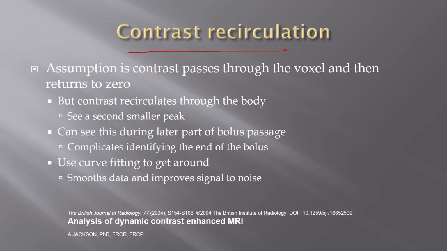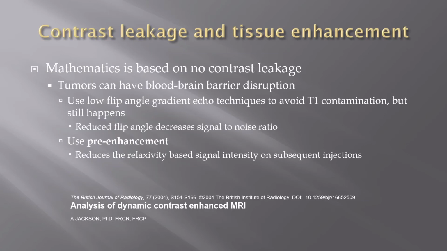So the contrast recirculation is a problem. You see this little second smaller peak that through mathematical assumption is usually removed. Again, contrast leakage. This is what I see as probably one of the bigger problems. The lesions we're looking at often have blood-brain barrier disruption. Could be a potential MS lesion. You know, it's an enhancing one. It has blood-brain barrier disruption too.